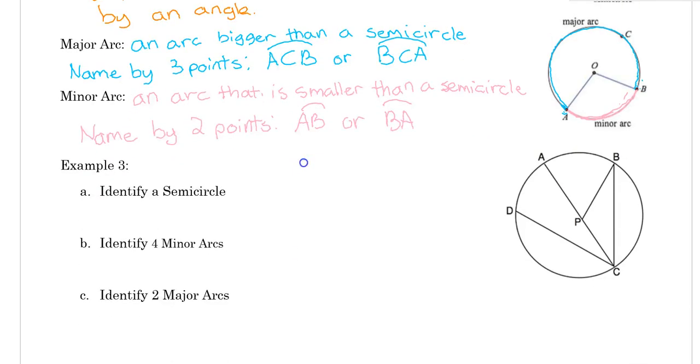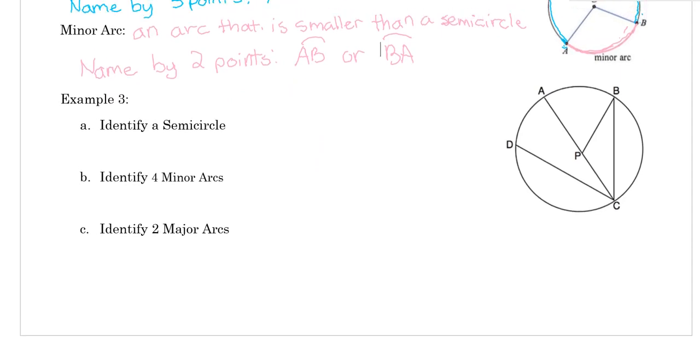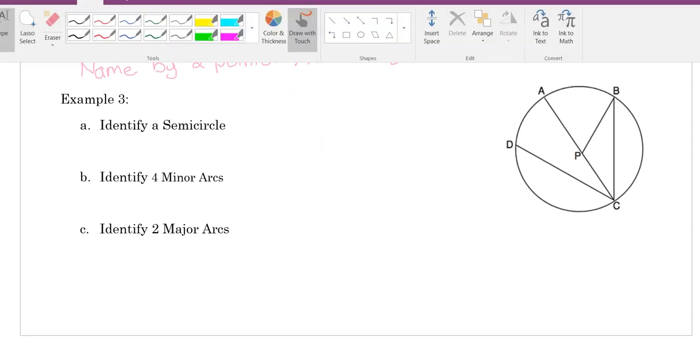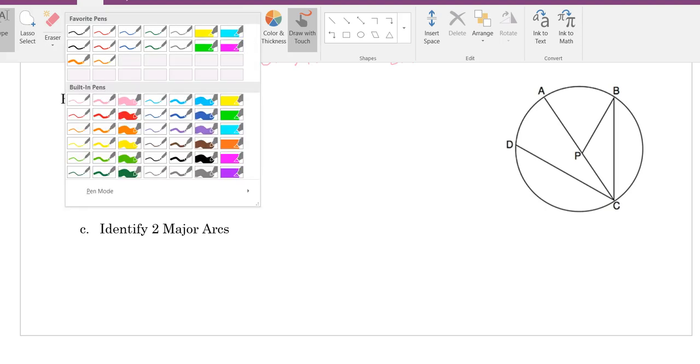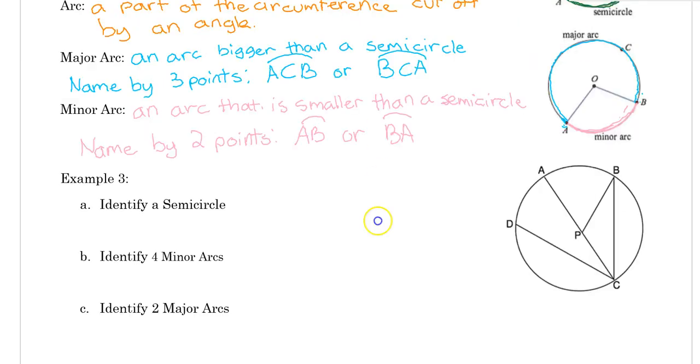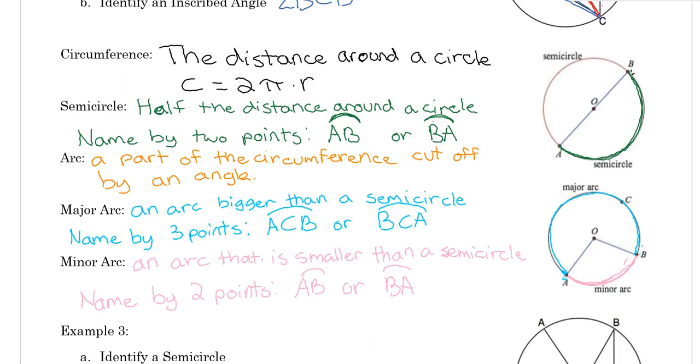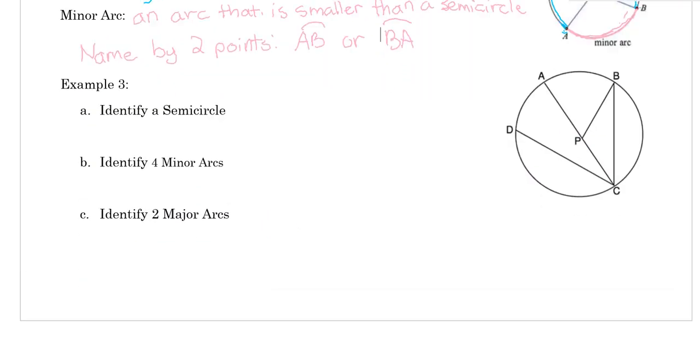Alright, last thing, looking at our example, identify a semicircle. Again, a semicircle has to be split by a diameter. So I have my diameter here. So the semicircle is A, C.